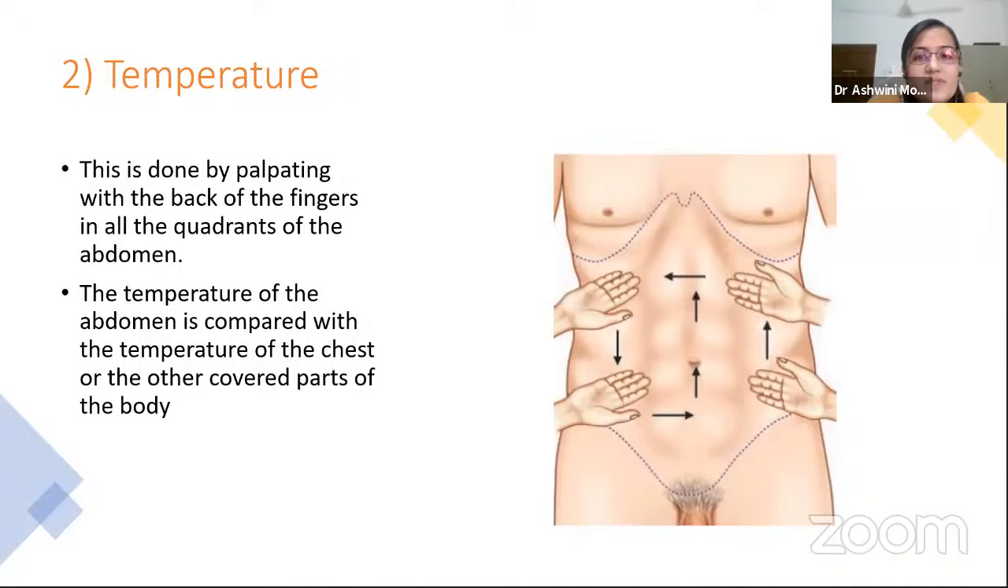Another, after hyperesthesia, we will see the temperature of the abdomen. This is done by palpating with the back of the finger in all quadrants of the abdomen. The temperature of the abdomen is compared with the temperature of the chest or other covered part of the body. Like if we are checking the abdomen, we have to compare it with the chest or other part of the body, and we will go in this manner, centrally going upward and then to the outer side, on the periphery, like this.